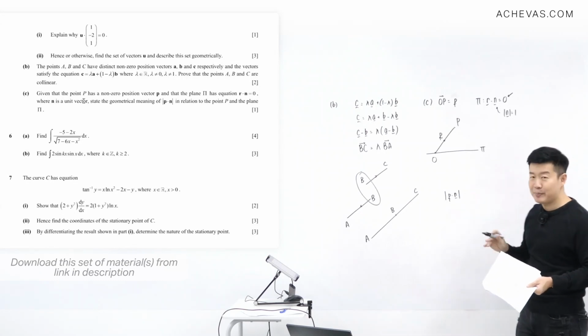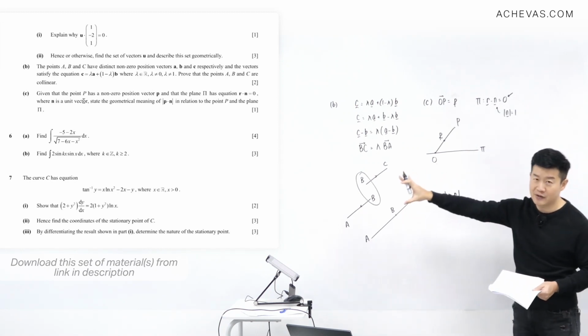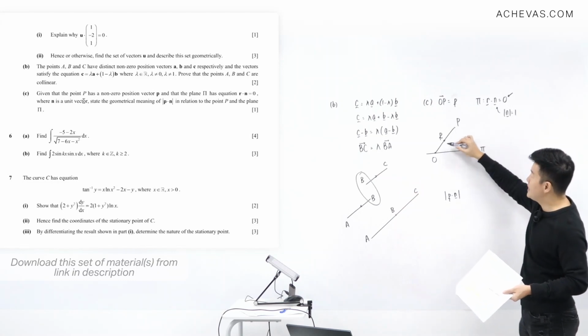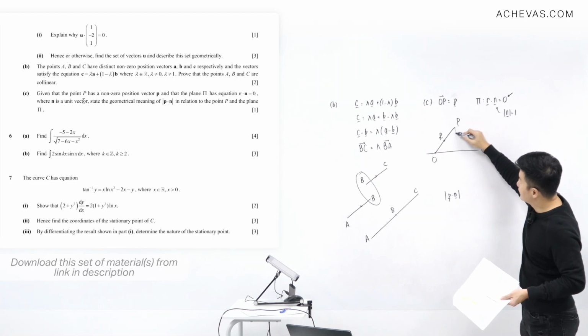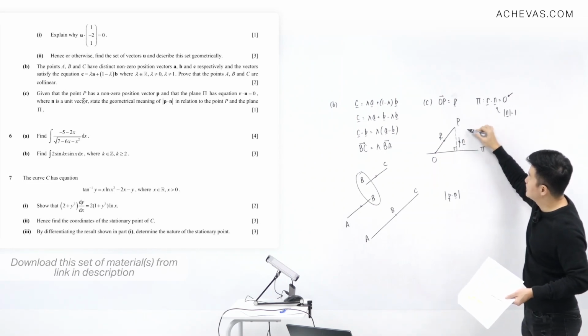So if n happens to be a unit vector, according to what we have learned in our school's notes or on the Achevas TV outline, P dot n is the length of projection of P onto the normal. So the normal can be something that is like this. The length of projection of P onto the normal. So this portion here is actually modulus of P dot n.